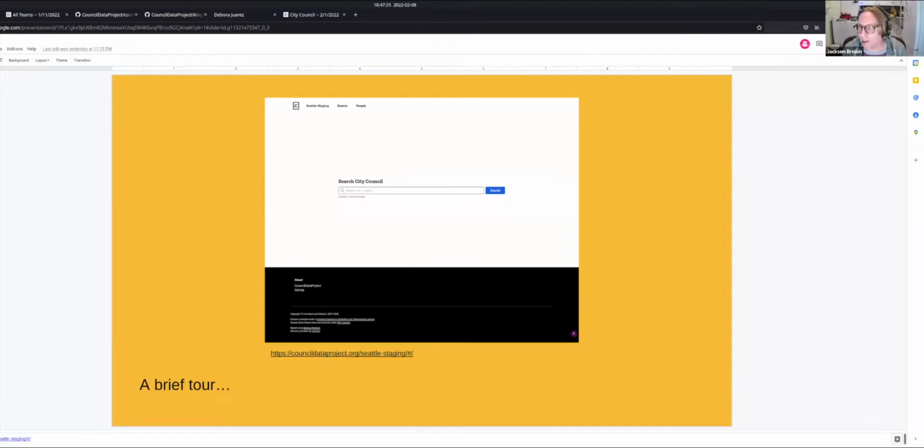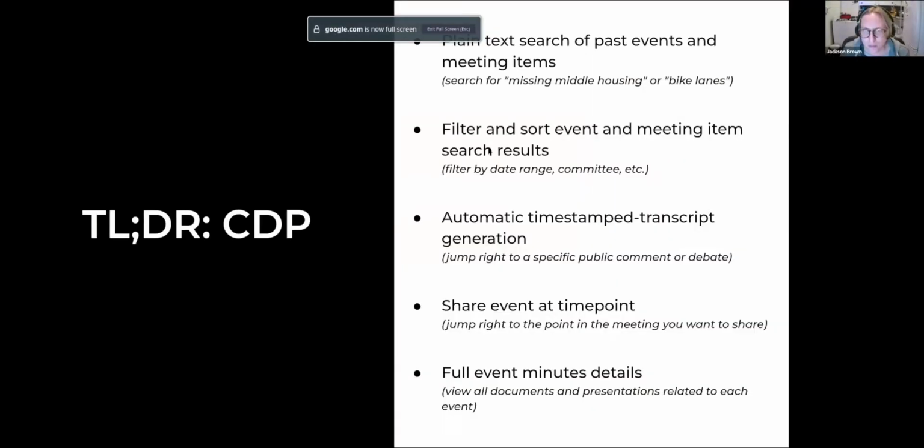I'm going to jump back into the slideshow now. And very quickly running through that as a TLDR, what do we have? We have plain text search of past meetings and minutes items. So you can search for missing middle housing or bike lanes or whatever you want, and hopefully get back meetings that are relevant to that query. You can filter and sort event and meeting item search results, by date range, committee, etc.